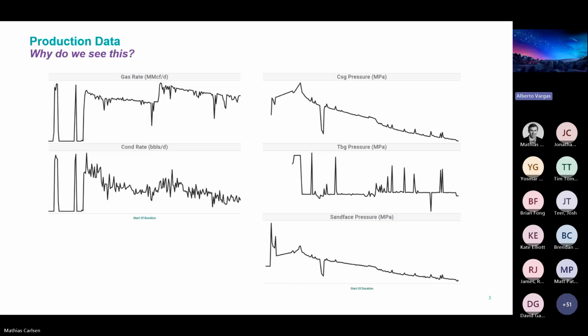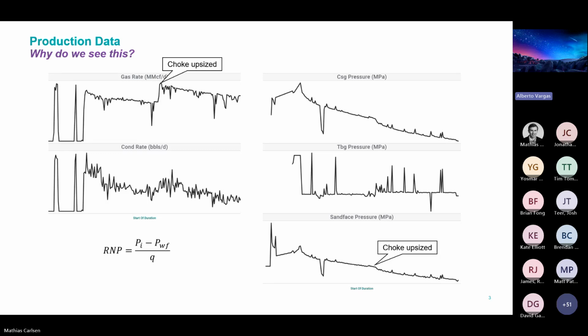The first thing we're going to do is look at the production data. This well was a fairly prolific well, and it was choked back early time. So you can see gas rate on the top left there, then condensate, and on the right there's casing pressure, tubing pressure, and calculated sand face pressure. So yeah, you can see it was choked, and then we upsized the choke, and see a fairly large increase in gas rate, as well as a change in the drawdown profile.